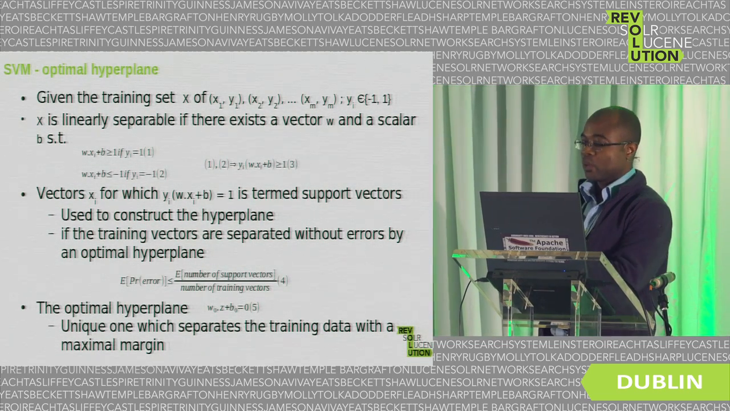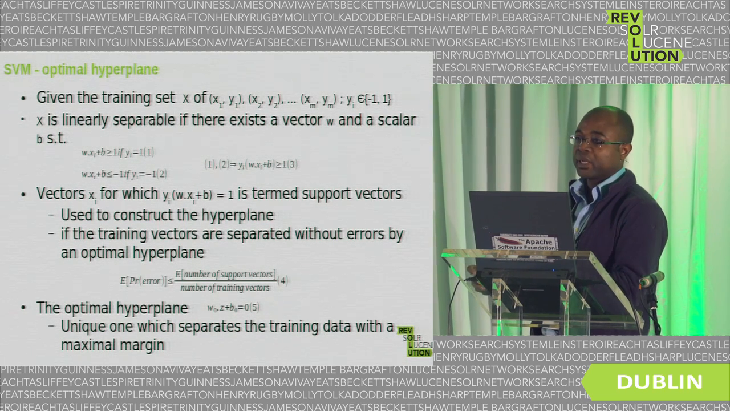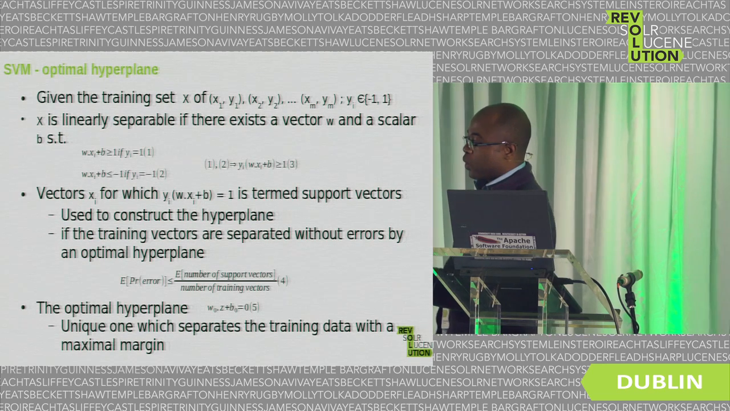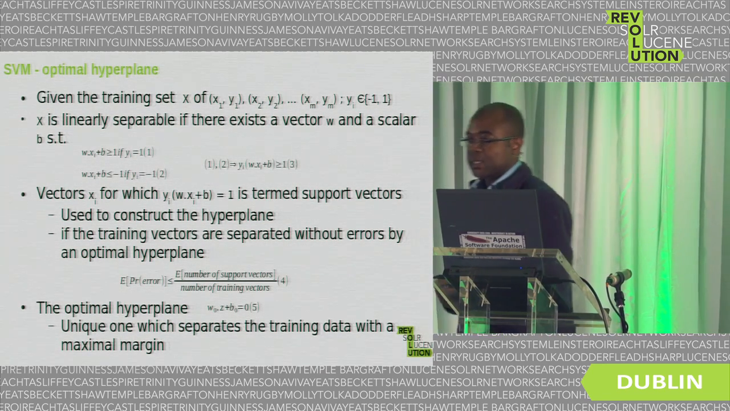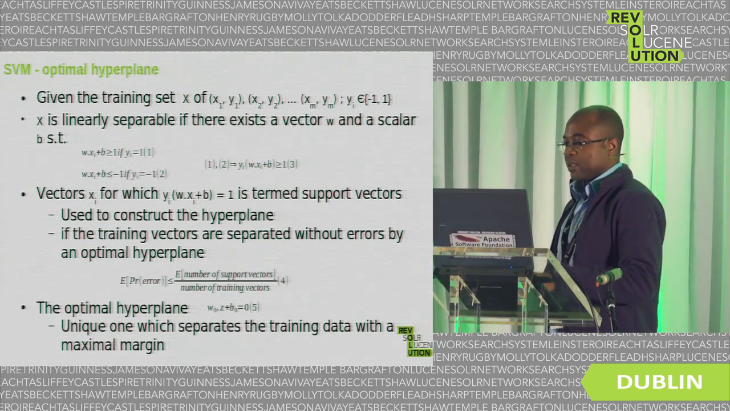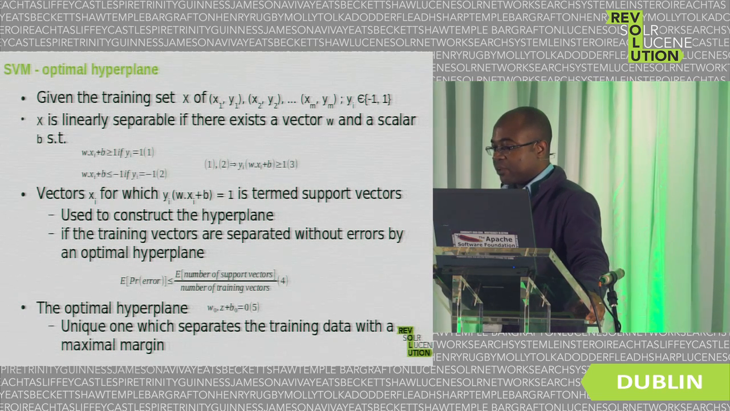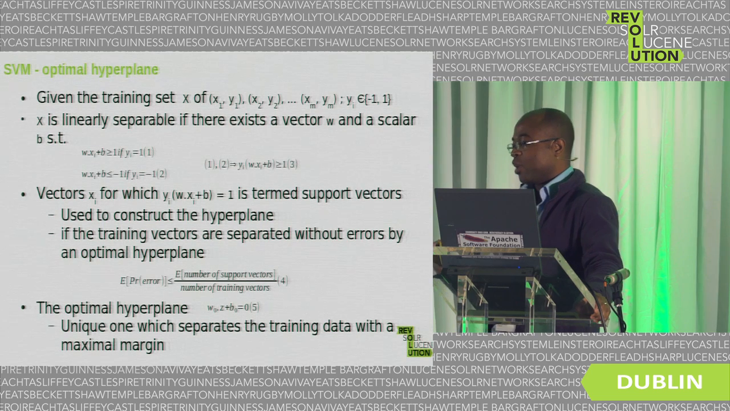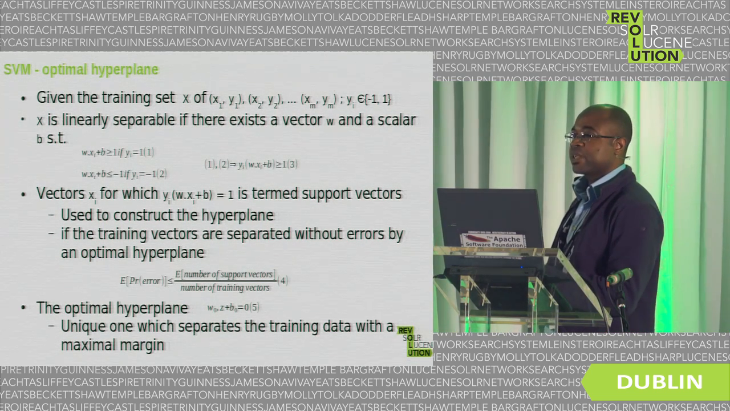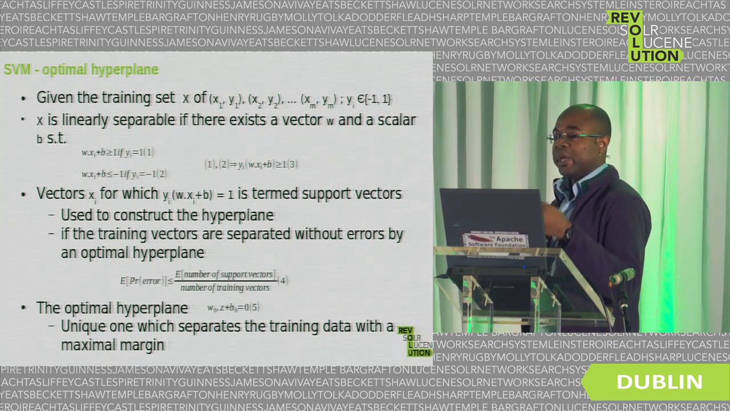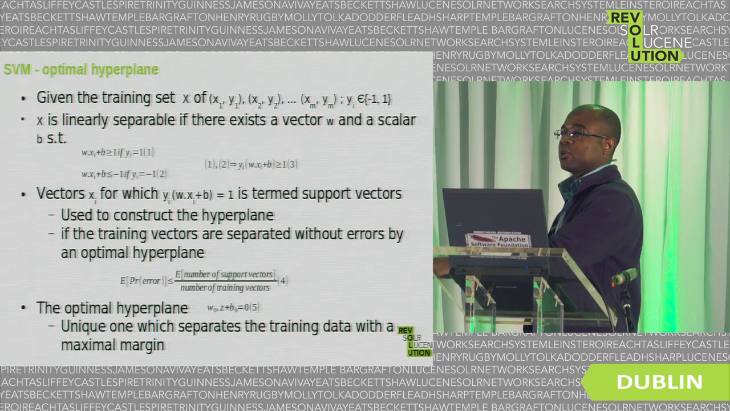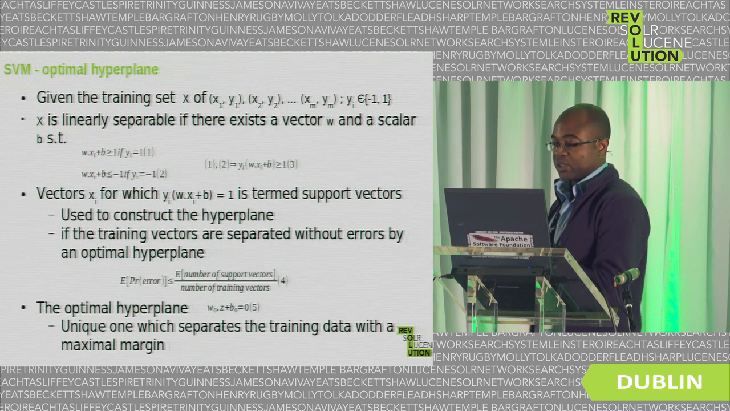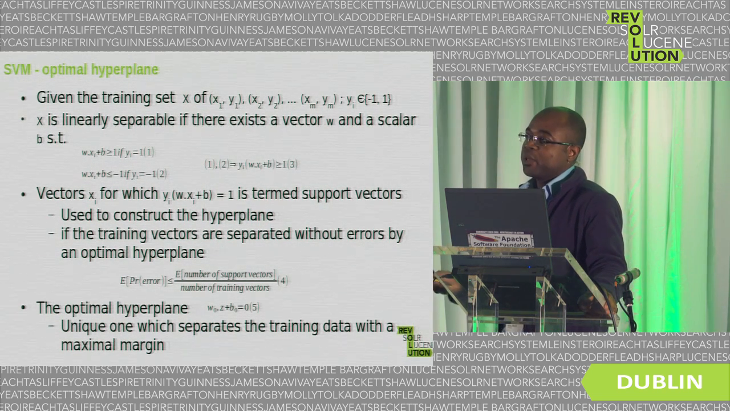You are not required to implement this. Software packages already implement this. And 1 and 2 can be summarized as 3. And in this setting, a vector xi for which yi(w.xi + b) = 1 is termed a support vector. So the SVM will search for these vectors xi, and these vectors are used to construct the hyperplane.